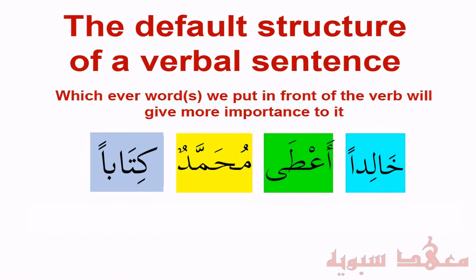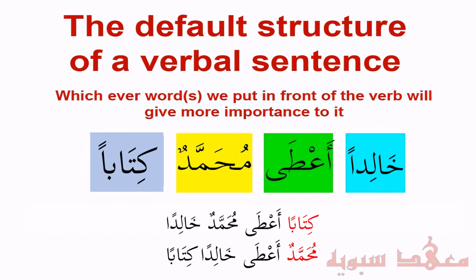And we could do that with any of the words. So we can put Kitab, for example, in front, or Muhammad, and make it a nominal sentence. The point to note is, whatever word or words we put in front of the verb, it will give more importance to those words.